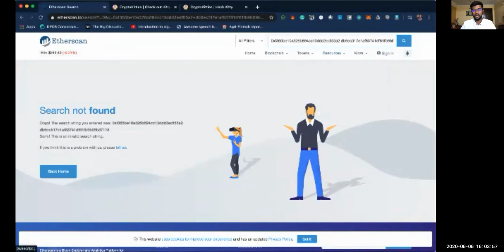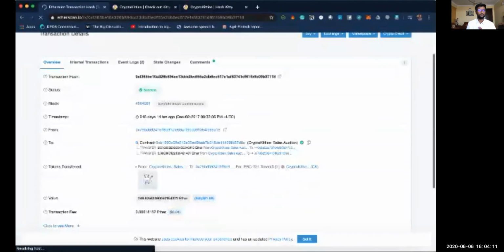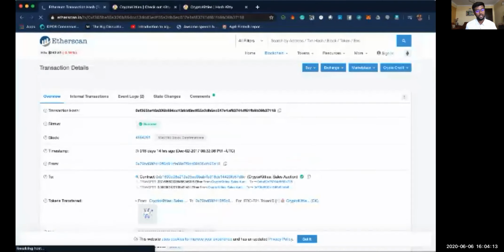Oh, okay. I think this was the problem. Let's see if it works now. There's a space in between. Yes, we have it. Thank God we do. We didn't waste any more time. So as you can see, this is practically seeing the public Ethereum blockchain, right?